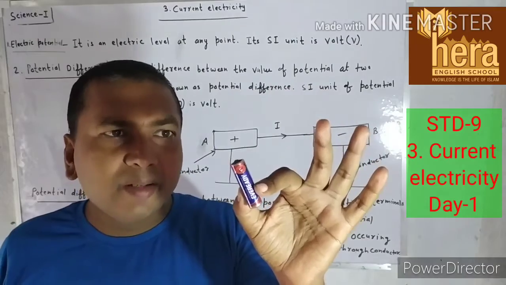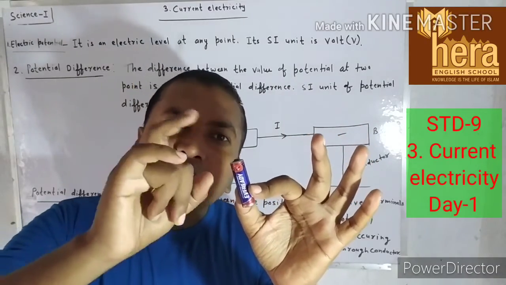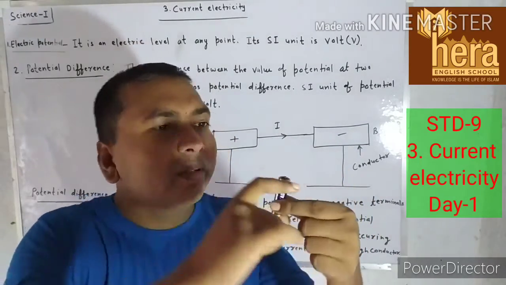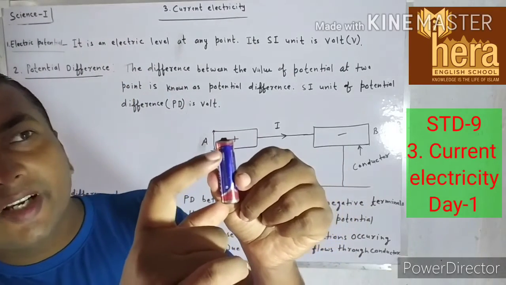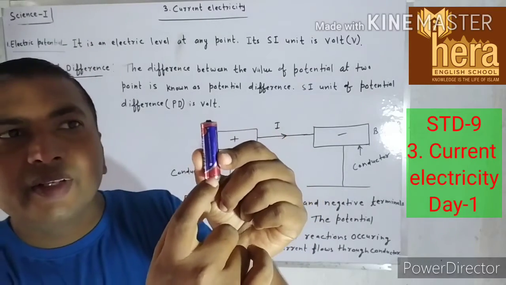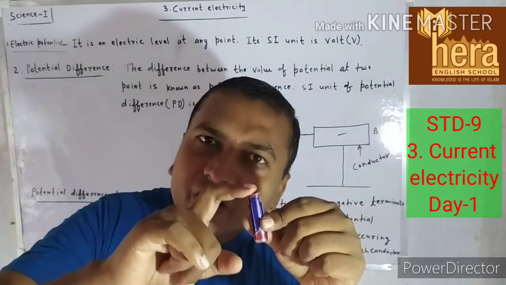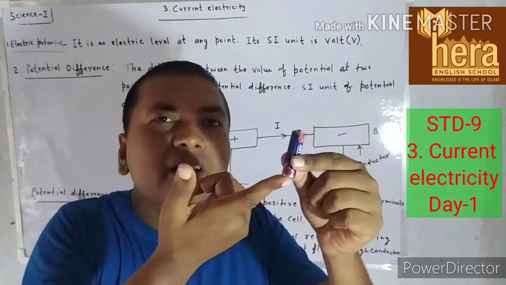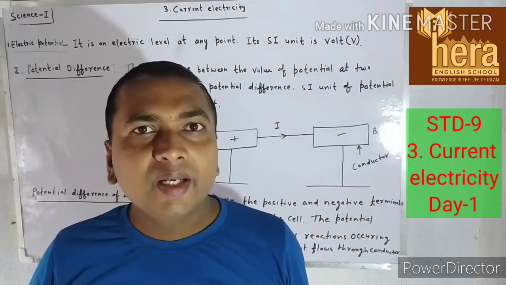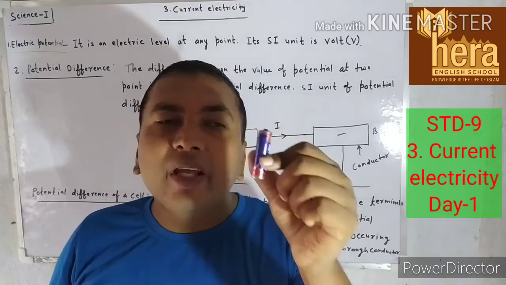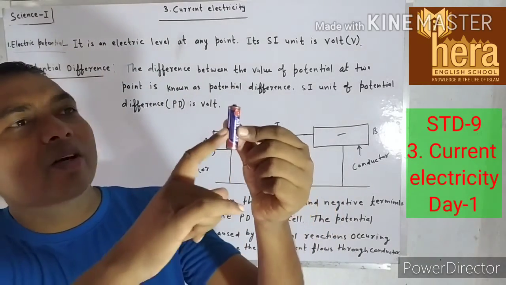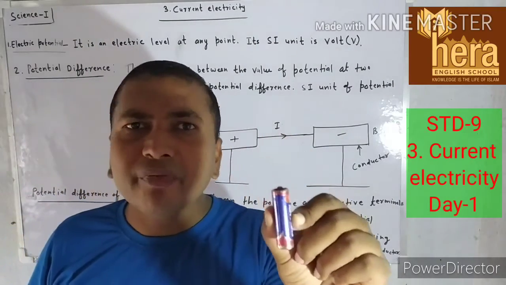There are two terminals of the battery cell. The first one is the positive terminal and the second one is the negative terminal. You may see here, here is the positive symbol plus, here is minus, that is negative. The positive terminal is at high potential and the negative terminal is at low potential. The SI unit of potential is volt. So this is the cell of 1.5 volt.